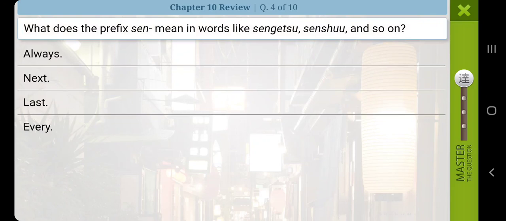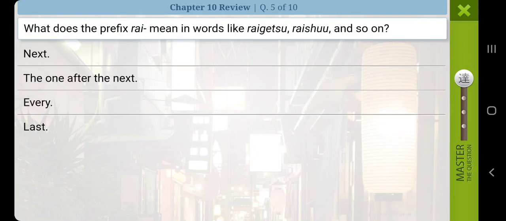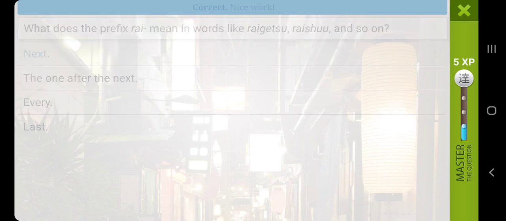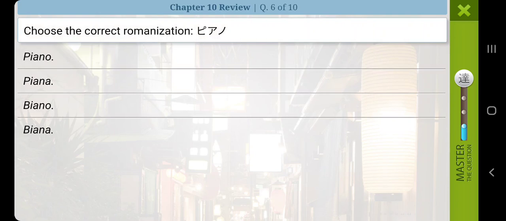What does the prefix sen mean in words like sengetsu, senshu, and so on? I think that was last. Kanpeki. Yeah. What does the prefix rai mean in words like raigetsu, raishu, and so on? Gonna say next. Yatta. Yeah.